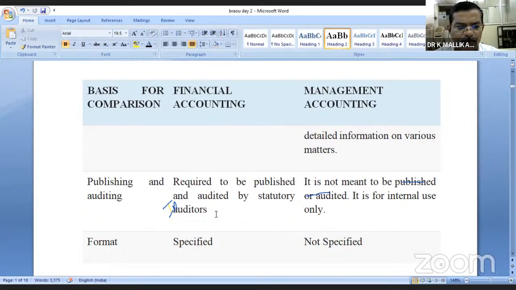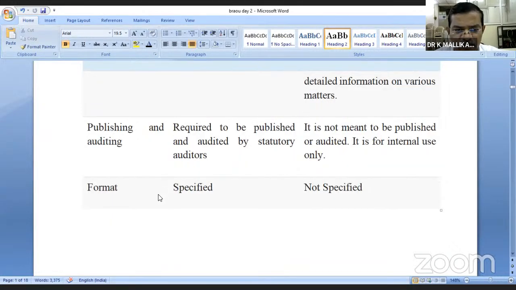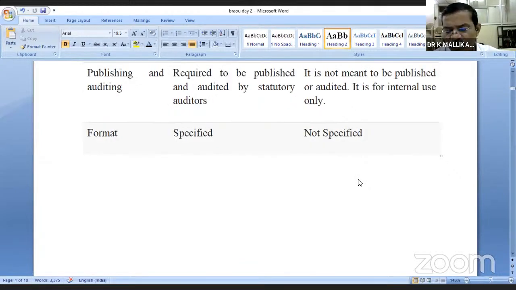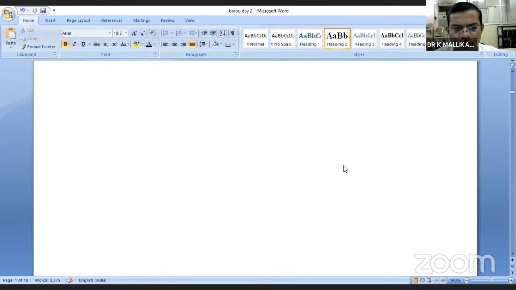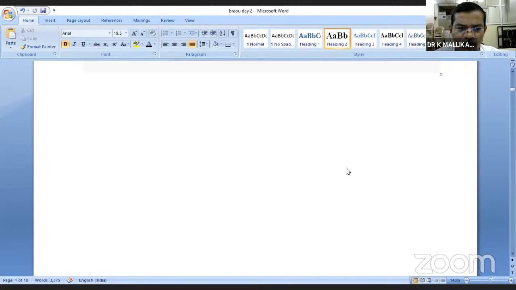As per the Companies Act, there are specific formats for how you prepare an income statement or balance sheet. All firms have to follow similar kinds of formats or specimens. But in management accounting, there are no specific formats, no specific rules or regulations. These are the differences between management accounting and financial accounting.